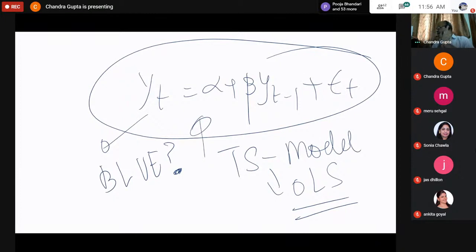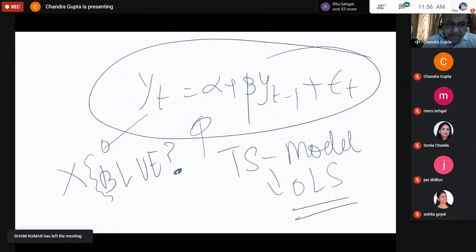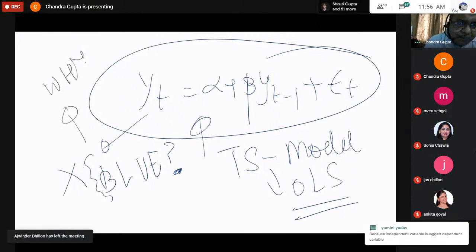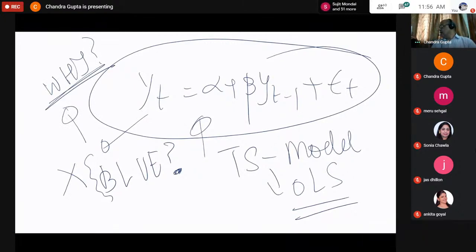Yamini Yadav, Hardeep Singh, all are saying no. But the question is why? Why will the estimates not be BLUE estimates? I agree with you, Dr. Deep and Yamini Yadav, that the estimates will not be BLUE estimates, but we should also know the reason why they will not be BLUE estimates. Why? Yamini is saying because the independent variable is a lagged dependent variable.